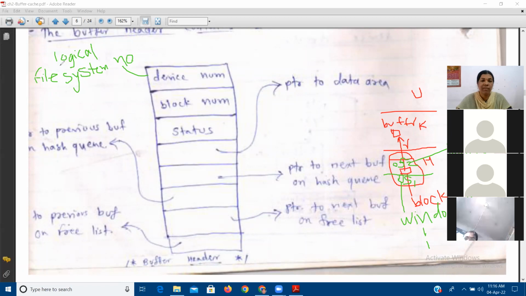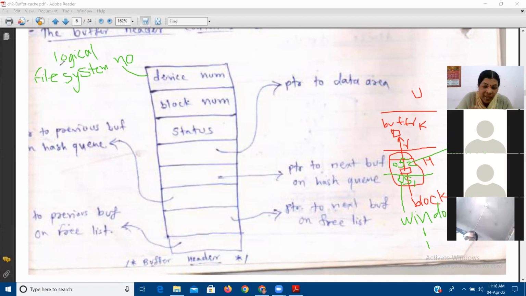So what is meant by logical file system number? Each file system is identified with a unique number. So what is meant by file system over here? File system is nothing but the operating system. So each operating system is having its unique number, and that number is identified with the help of buffer. आपण काय करणार आहोत? एक तर विंडोजचा ब्लॉक रीड करणार आहोत किंवा लिनक्सचा ब्लॉक रीड करणार आहोत, right?